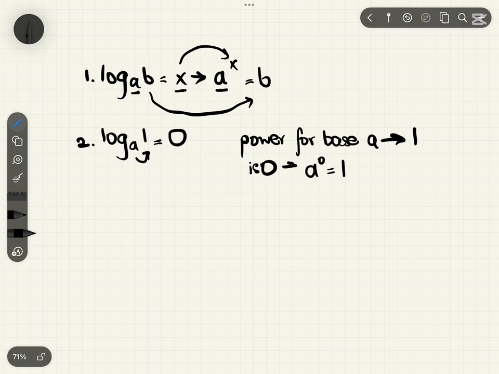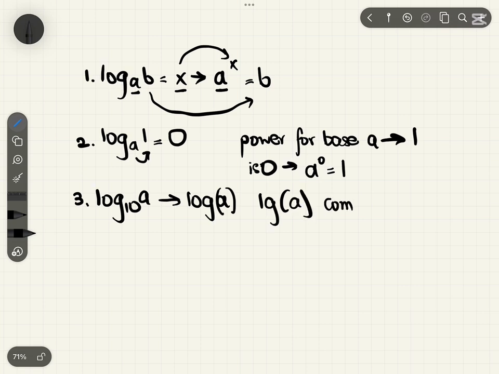Now let's talk about another principle, what we call logs to the base of 10. There are certain logs that are used very often, and one of them is log to the base of 10. Log to the base of 10 of a is basically equal to log a or lg a. That's another short form of what it is usually called. Instead of saying log to the base of 10, you can just say lg of a. That's a common way of representing this because they're used so often.